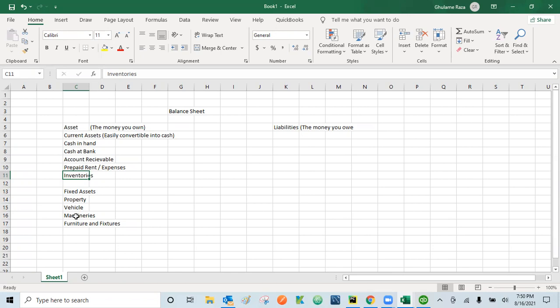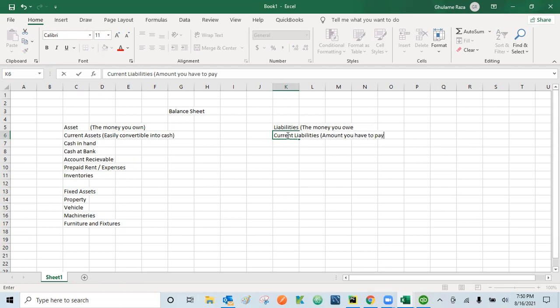Exactly in a similar way on the liability side, we have two types of liabilities. One is the current liability. Current liability has a little bit different definition. It is the amount you have to pay within 12 months. So if you have to pay something within a 12 month period, that is your current liabilities. Any question? No, go ahead.